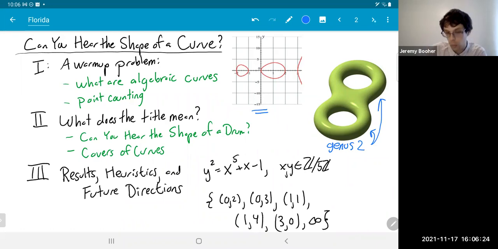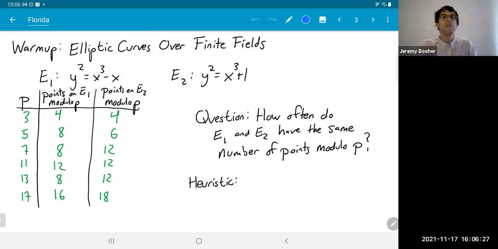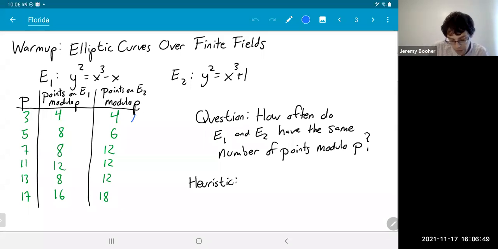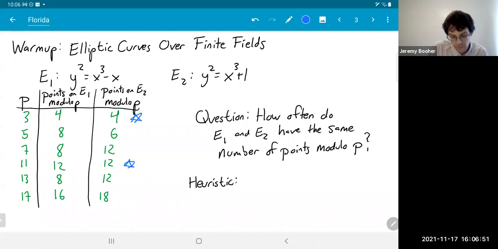So let's start with this warm-up. It's about elliptic curves, which are a really nice example of curves. I might specify them by saying y squared equals a cubic polynomial in x. Here are a couple of examples. What I've done is I've counted the number of points on the curve, the number of solutions to these equations, basically. And I've done this modulo p for various small primes p. And as you'll note, occasionally they'll have the same number of points mod p. Most of the time they don't.